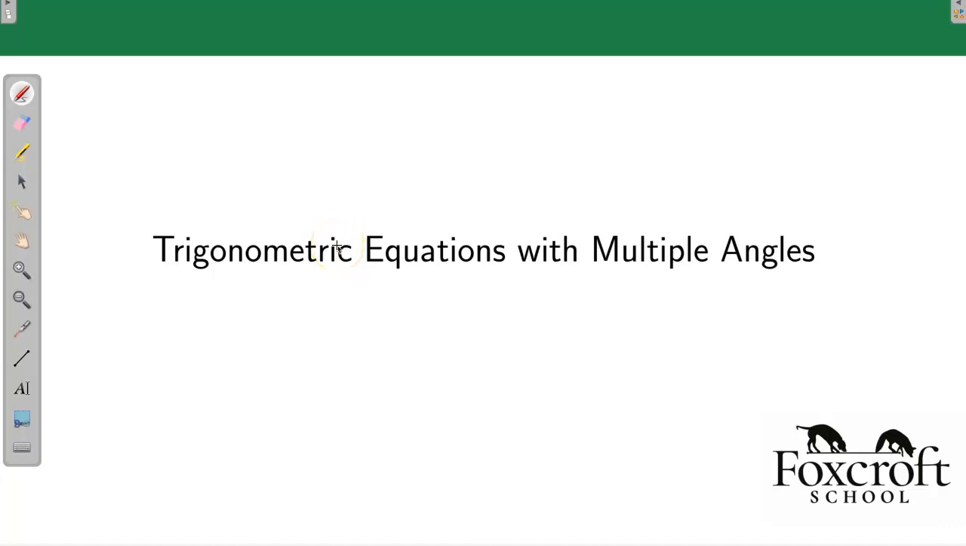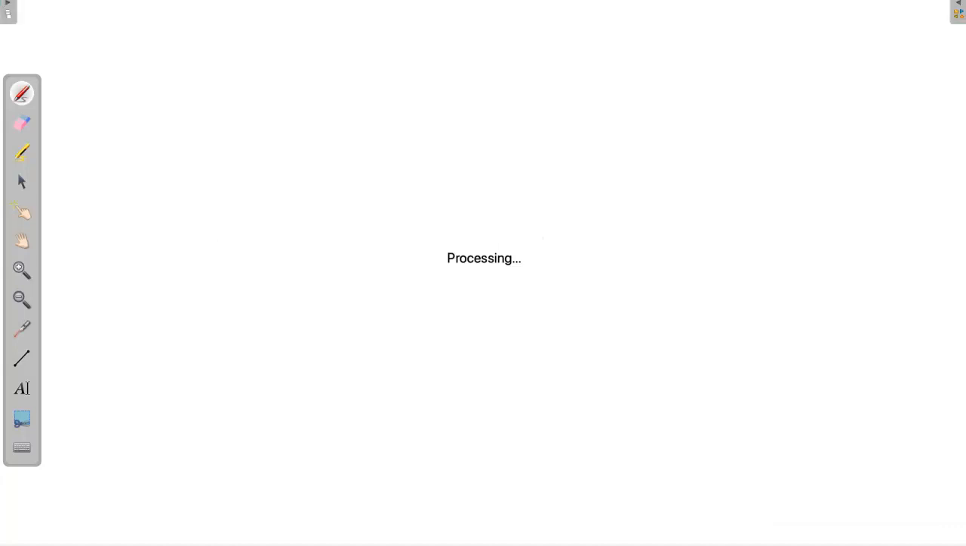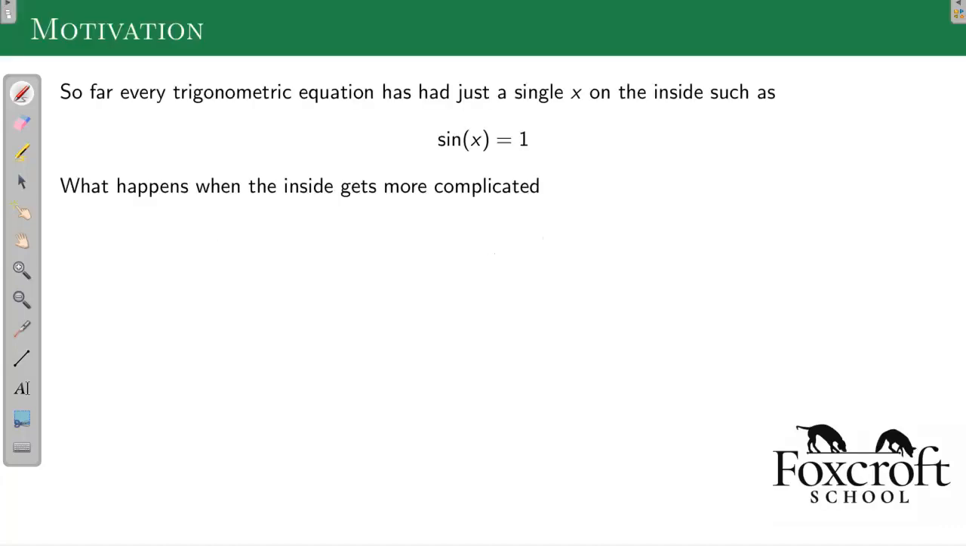In this video, we're going to talk about trigonometric equations with multiple angles. It sounds kind of complicated, but really it's just one step. So far, every trig equation we've had is just a single x on the inside. But what happens if there's something more complicated on the inside? What are we going to do?